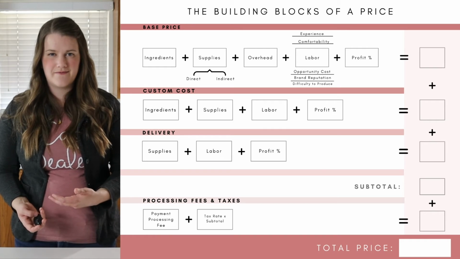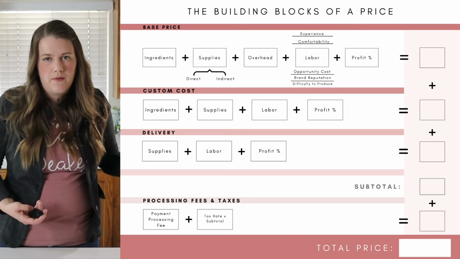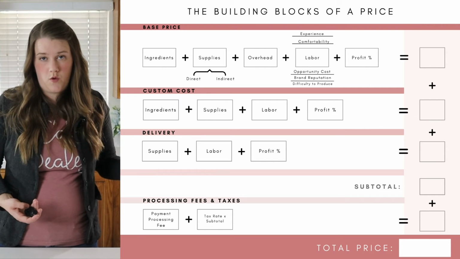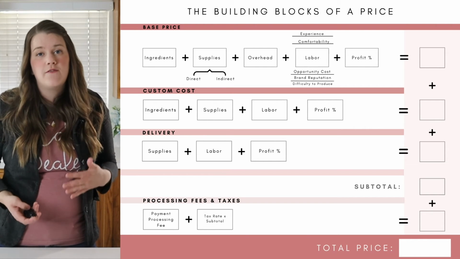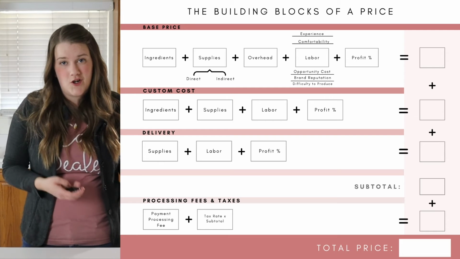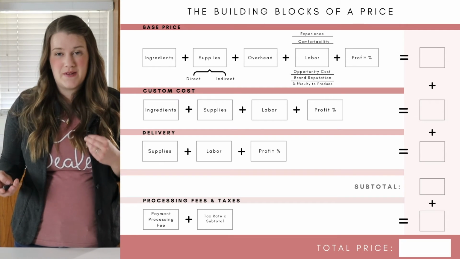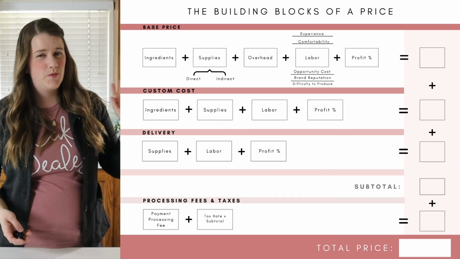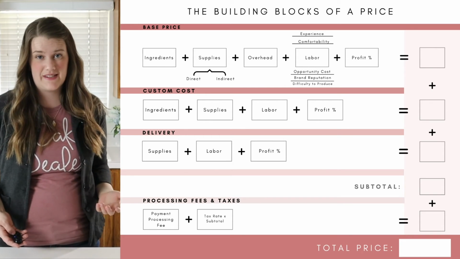These first 3 building blocks make up the minimum you would need to charge on a basic order just to break even, just to cover costs. If you add those up and charge only that, then you're only making what you spent and the net income is 0. The next 2 building blocks are essential to actually making money as a baker in business.